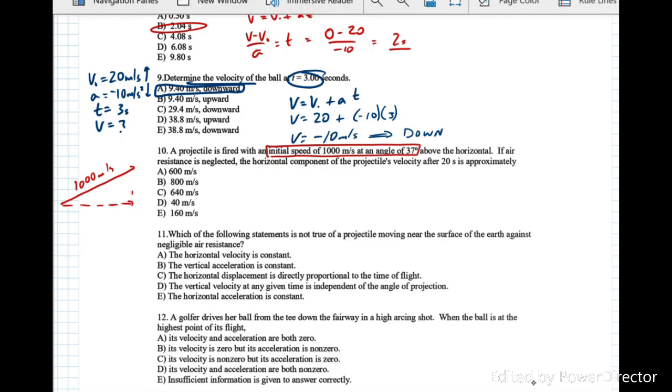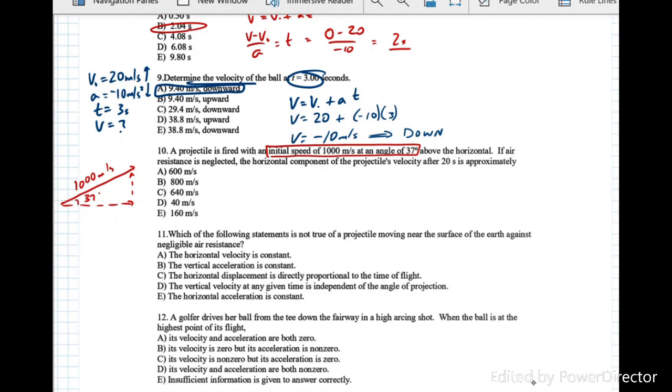That would be how much is in the x. That would be how much is in the y. We have to use trigonometry to figure out each part of that. So my initial velocity in the x is not 1,000. It's 1,000 cosine 37. My initial velocity in the y is not 1,000. It's 1,000 sine 37. Anytime we're given a projectile at an angle, we have to break up that velocity at an angle into what's in the x and what's in the y.